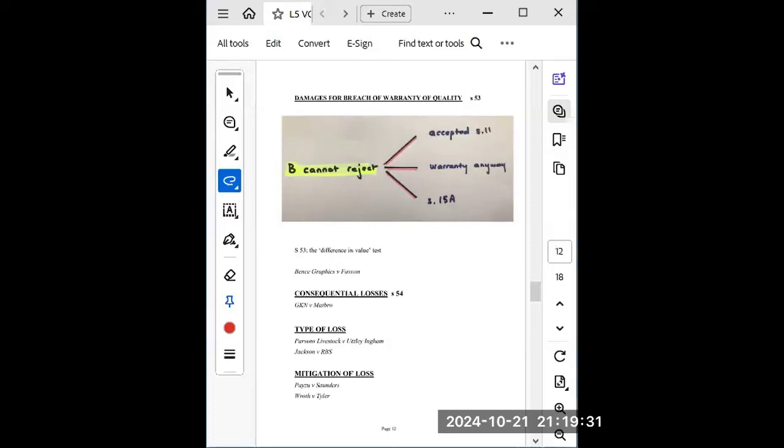Remember, when there is a breach, the injured party can claim damages, but you cannot just sit back and do nothing. You must try and mitigate the loss. In other words, you must do the best you can to cut losses. Two cases. Payzu against Saunders.